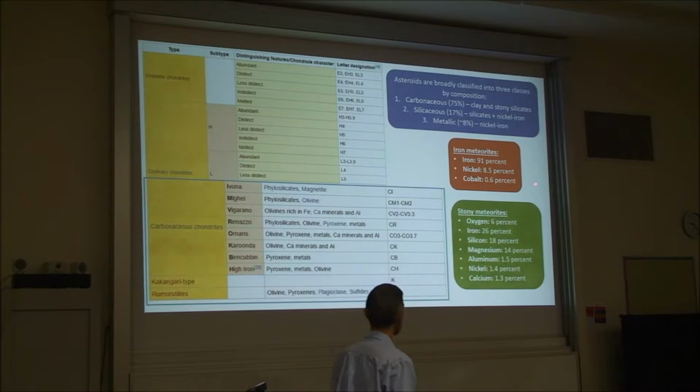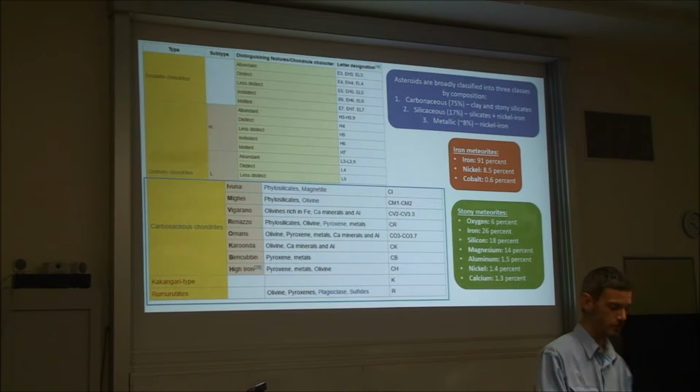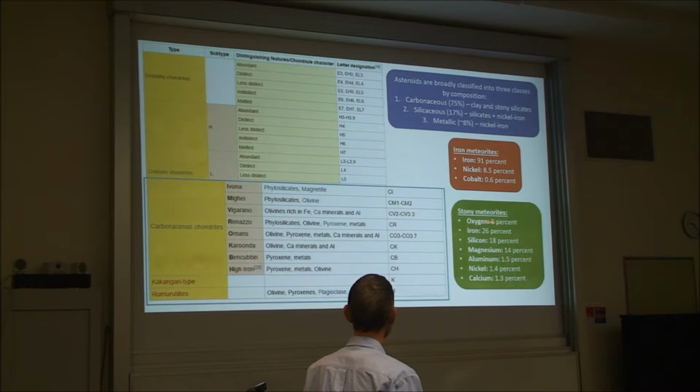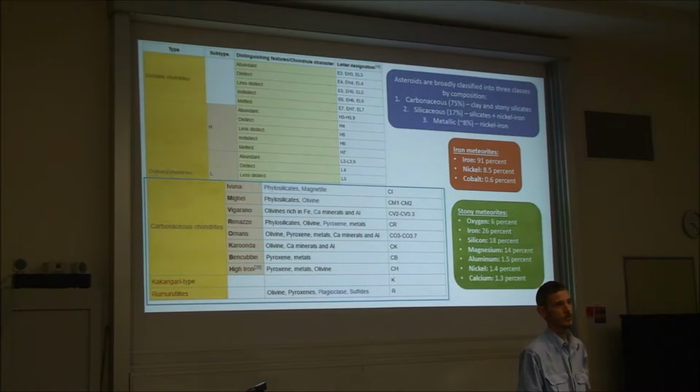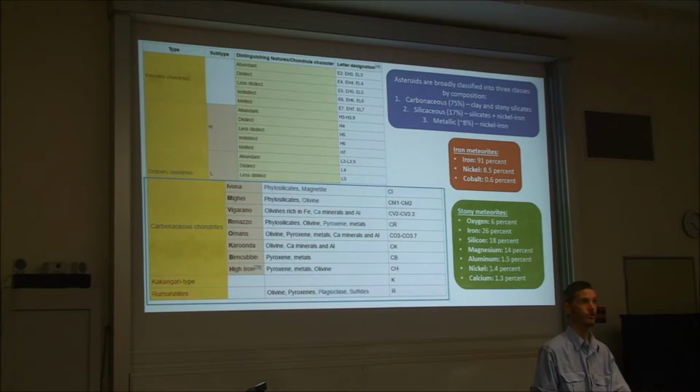Iron meteorites are 91% iron, 8.5% nickel, and 0.6% copper. I'm guessing that that's got eyes lighting up in terms of recovery numbers. Stony meteorites have 6% oxygen, 26% iron, 18% silica, magnesium, ammonium, nickel, calcium. These numbers actually pretty much reflect the abundances of these different metals on Earth as well. In fact, across the whole solar system for the rocky bodies, these five numbers are pretty much the relative abundances of these, both on Earth and elsewhere.